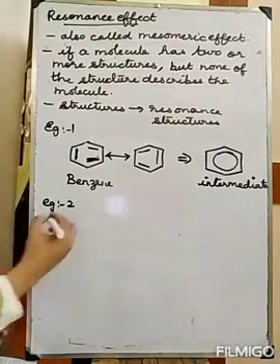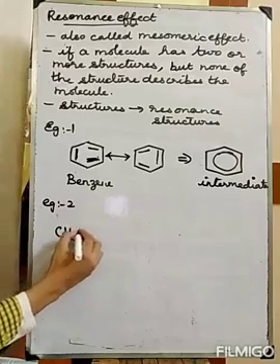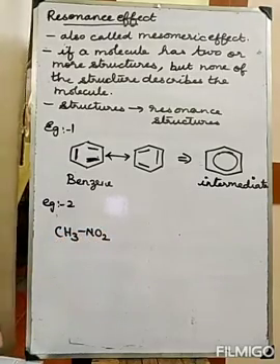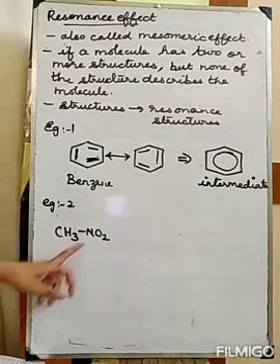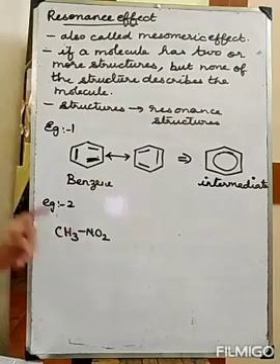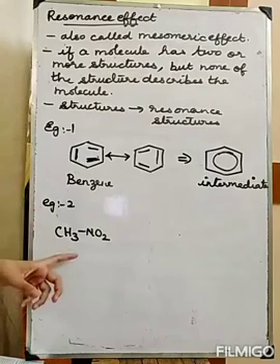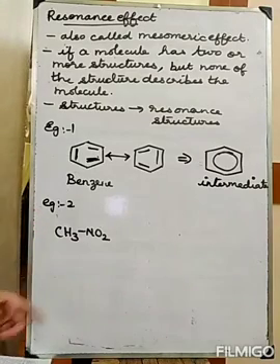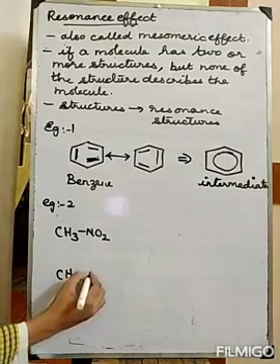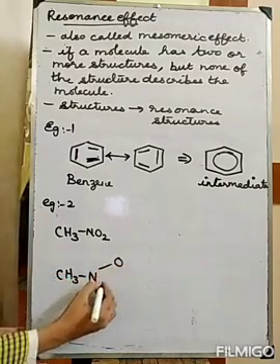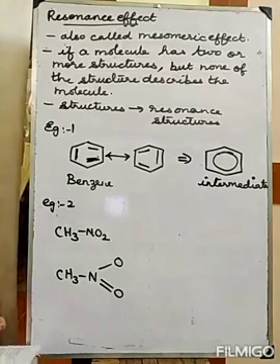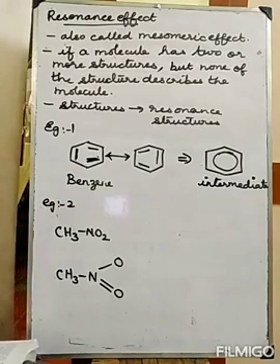So next example, CH3NO2. What is the name of this molecule? NO2 is nitro compound. So it is nitromethane. Nitro group means you have to add prefix nitro. So nitromethane. Okay. So this nitromethane structure will be like this. CH3N single bond O, double bond O. The structure will be like this.